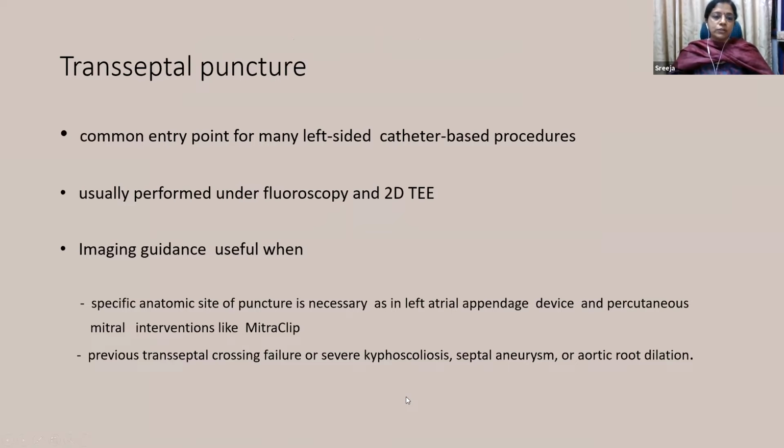Imaging guidance is especially useful when a specific anatomic site of puncture is needed, like in an LA appendage device, a percutaneous mitral clip, or a paravalvular device closure. Also, it's useful when there is a previous transeptal puncture failure, or in conditions like kyphoscoliosis, septal aneurysm, or root dilatation, which alter the normal anatomical landmarks.